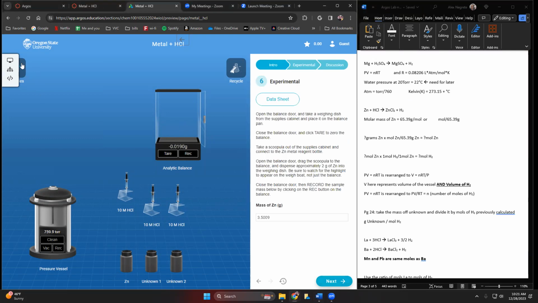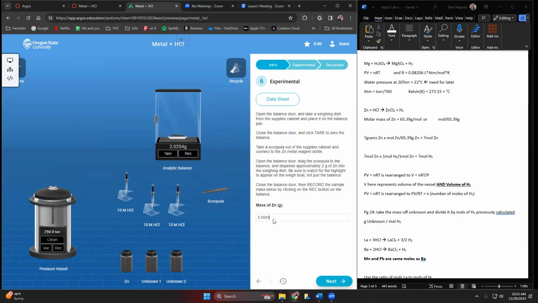So just to start this off a little bit, again, I'm not going to go through every single step here, but just kind of an overview. So let's put the weigh boat in there. We're going to tare that out, close this up, tare it, and we're going to put some zinc in here. How much do we need here? It's asking us for 2 grams. So I'm just going to tap this a couple times.